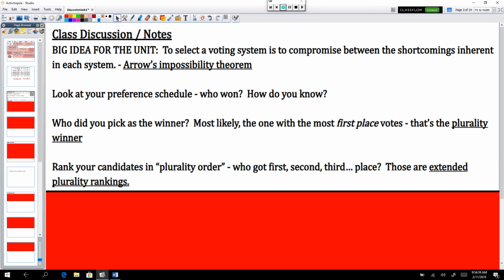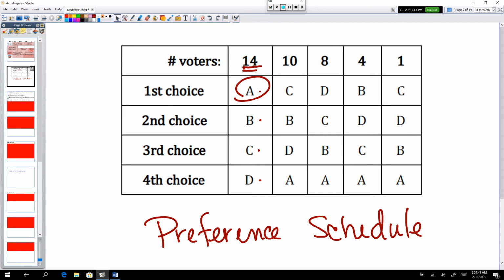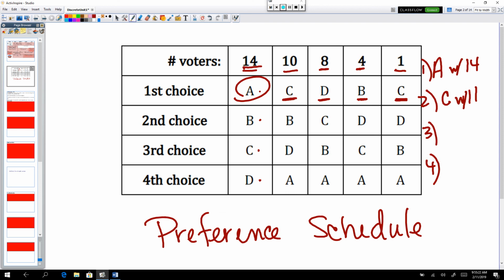You can also rank your candidates using plurality. Not only was Alicia in first with her 14 first place votes, you can also determine second place. Carmen has 11 first place votes, Dave has 8, and Boris has 4. So next in line is Carmen with 11, then Dave with 8, and then Boris with 4. That's ranked plurality, plurality with rankings.